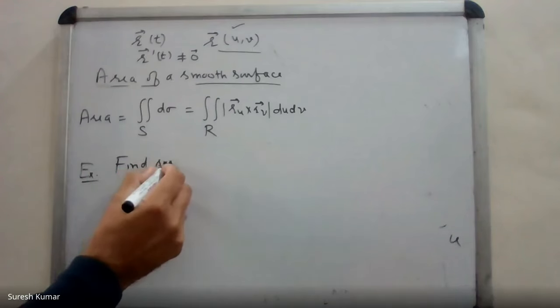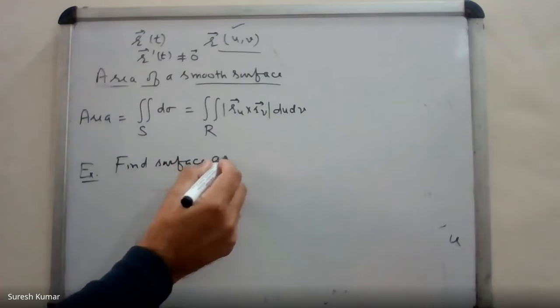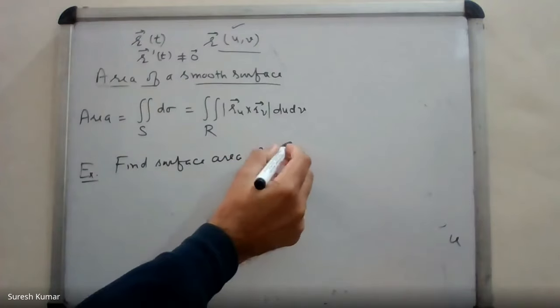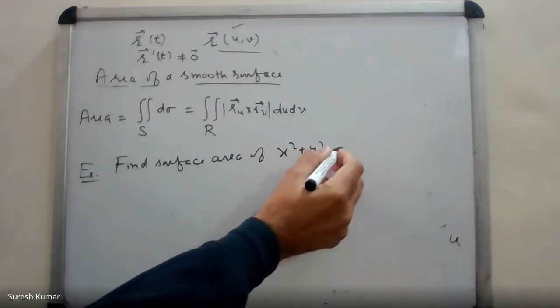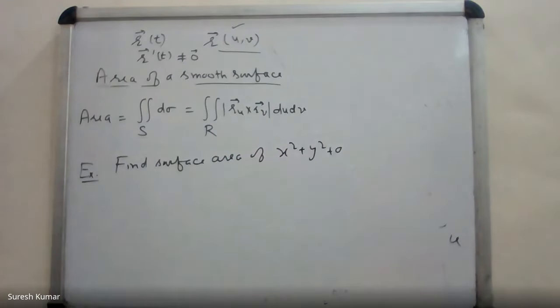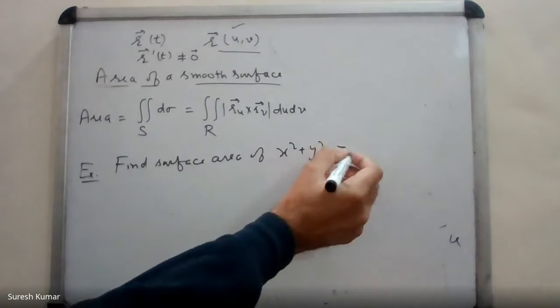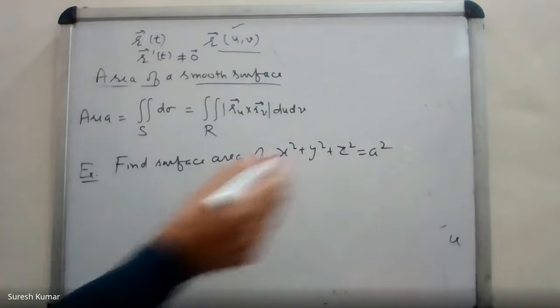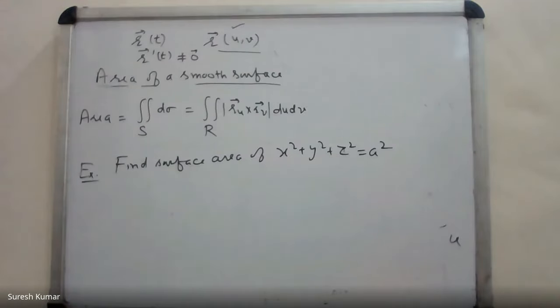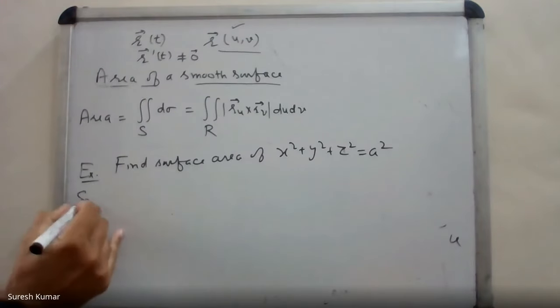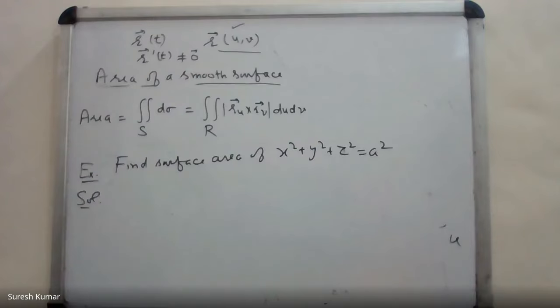Find the surface area of the sphere x square plus y square plus z square equal to a square. Let's find the area of this sphere. Do you know the parameterization of this? I told you in the previous lecture.